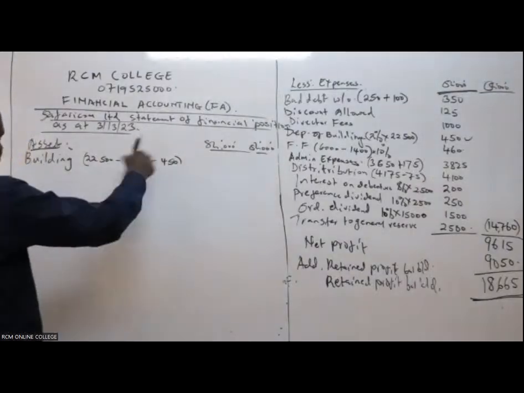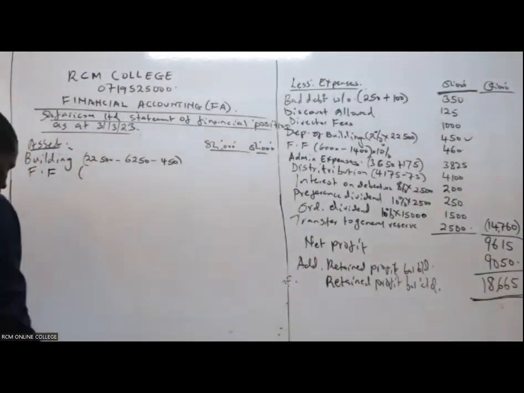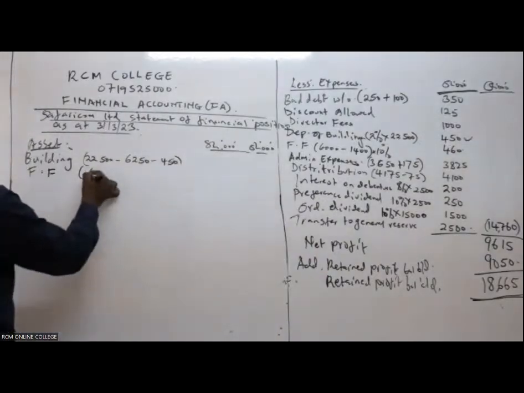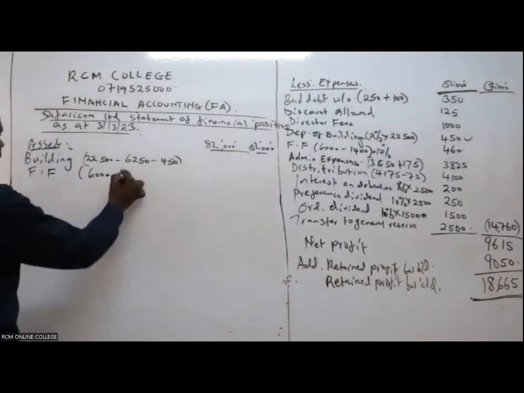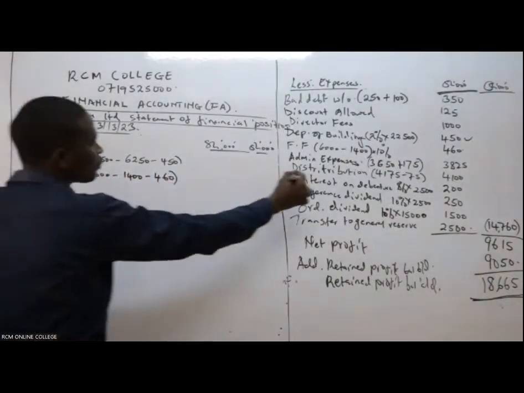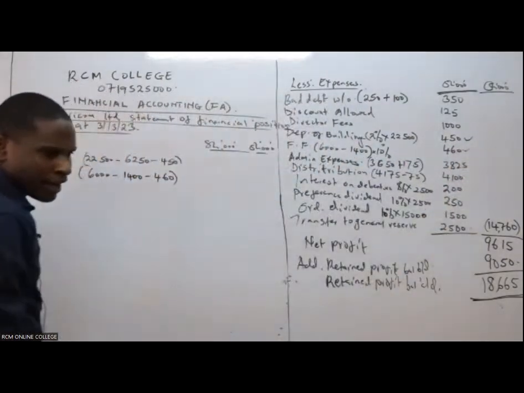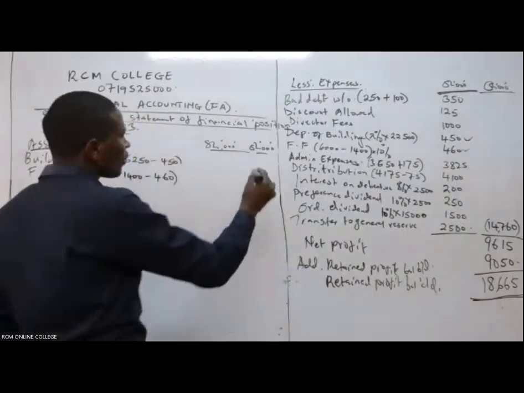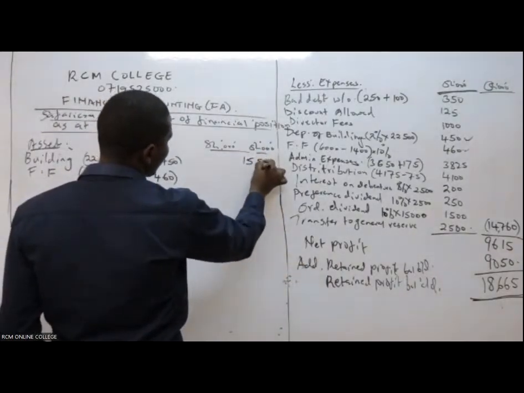Give me that as we go to furniture and fitting. Furniture and fitting cost was 6,000. I minus the accumulated depreciation of 1,400, and then minus 460, which was depreciation for the year. I hope you remember. You give me that. Then 15,800. Thank you, Sharon, 15,800. Sharon is doing a good job.